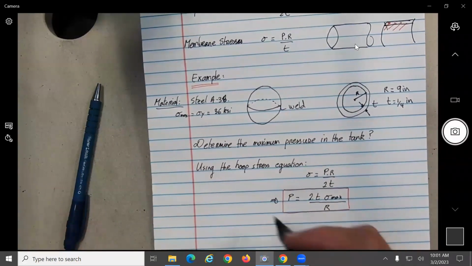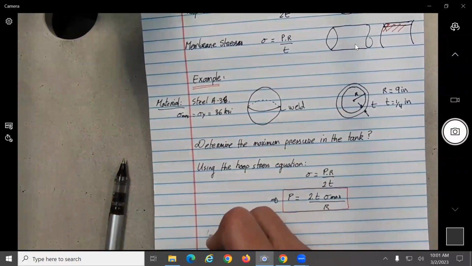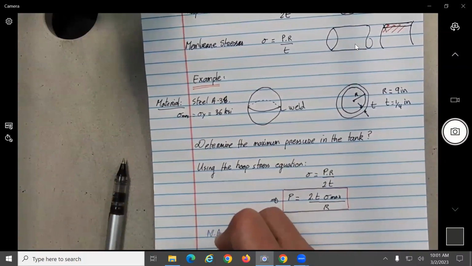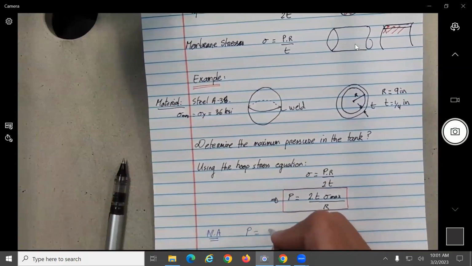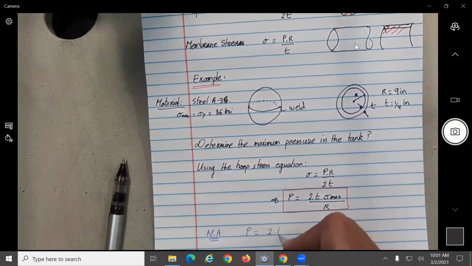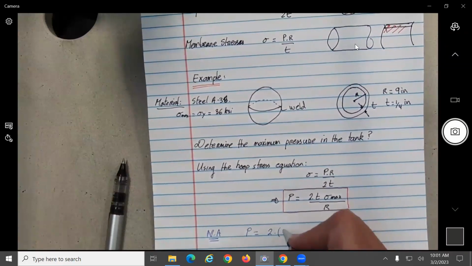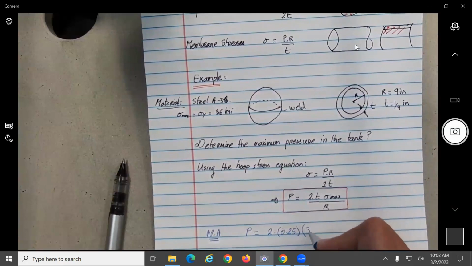Okay, so maybe you can do the calculation for me, guys. So here we have the numerical application: P would be equal to 2 times the thickness, which is 0.25. The maximum stress we are using is 36 KSI, so 36 times 10 to the 3.